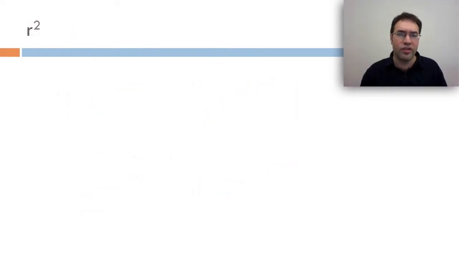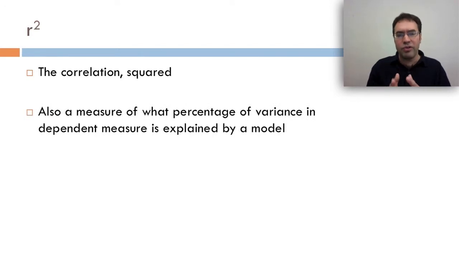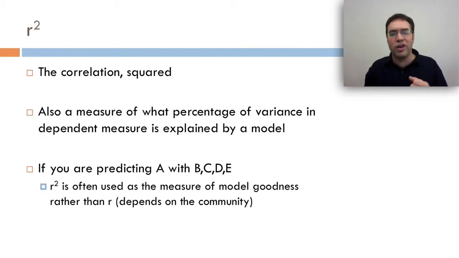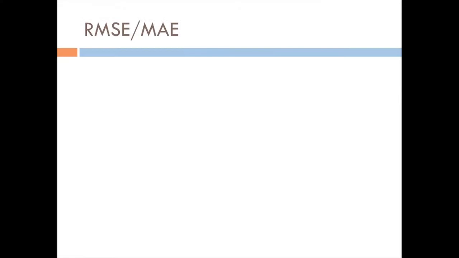R-squared is another measure you might see, and R-squared is just the correlation squared. It's also a measure of what percentage of the variance in the dependent measure, the predicted variable, is explained by your model. If you're predicting A with B, C, D, and E, R-squared is often used as the measure of model goodness rather than R. Really, it's just R-squared. There are special cases where that's not true, but they're not relevant here. Anyways, which one you see, R-squared or R, depends on the community.